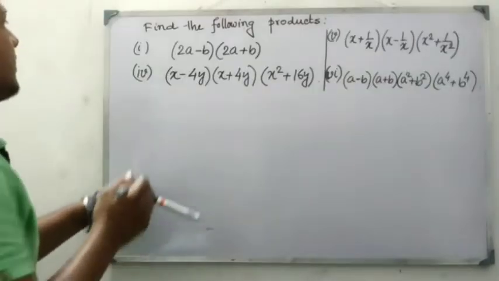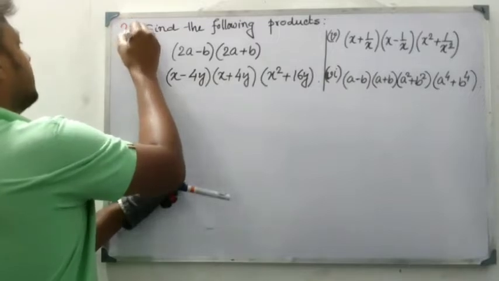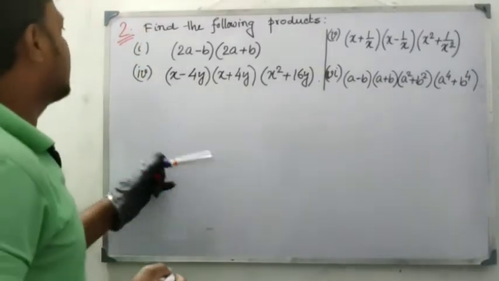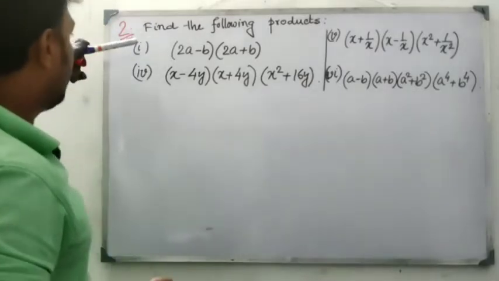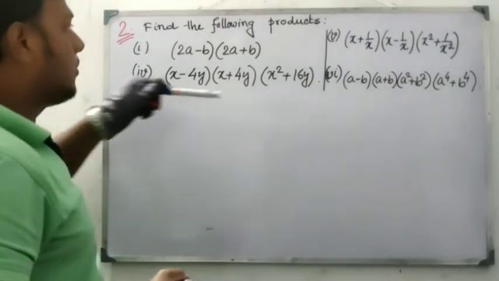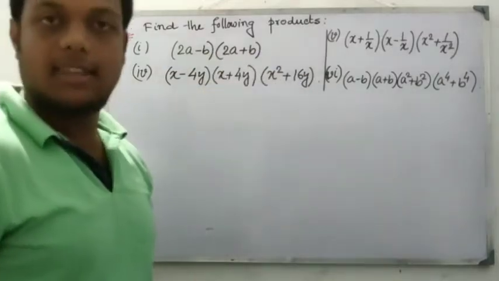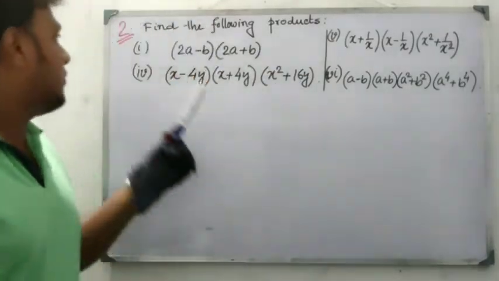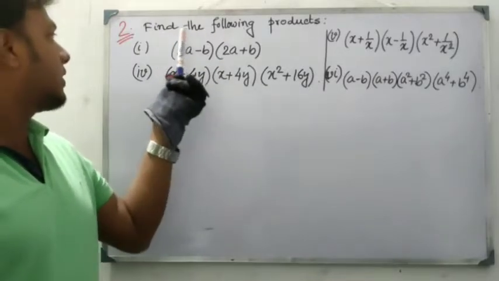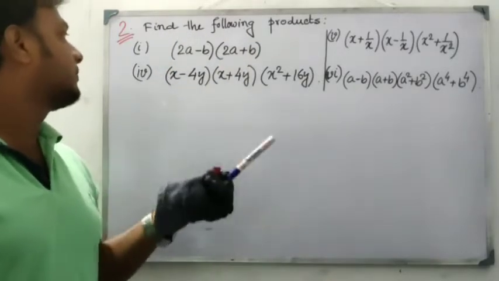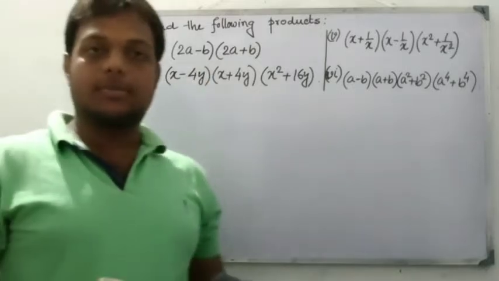Okay, next, series number 2. From 2 series I have considered here problem 2's 1, 2's 4, 2's 5 and 2's 6. Okay, we have to calculate the value of the product. See, find the following products. So (2a − b)(2a + b).